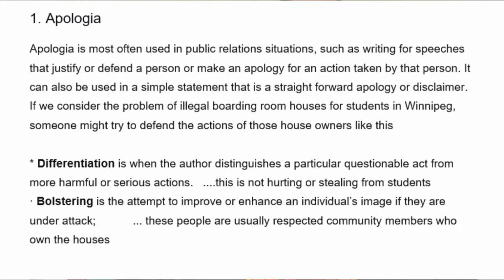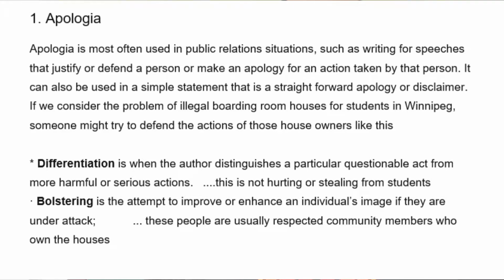We have this word apologia, and this is a very strange traditional word. Now you know the word apology or apologize, but the connected word here, apologia, has a kind of deeper and traditional meaning. The words are all connected. So apologia is a kind of trick or technique. It's used in public relations situations.